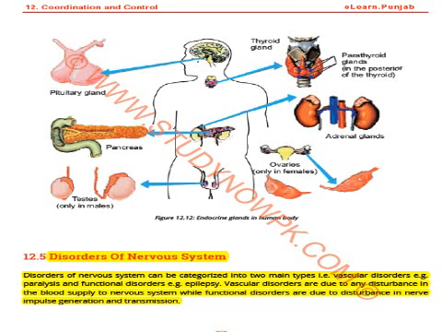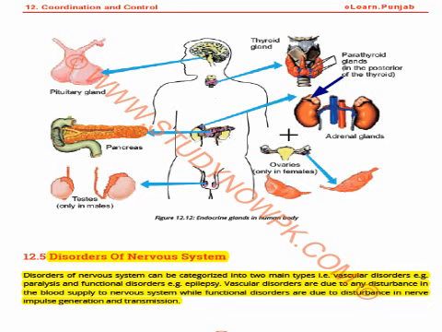The pituitary gland is present with the brain. Then comes the pancreas. We know where the pancreas is present. It is present near the large intestine in the digestive system. Now the adrenal glands, these are present here over the kidneys. These are the adrenal glands.